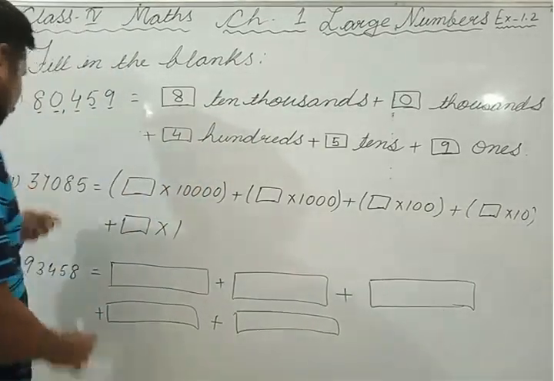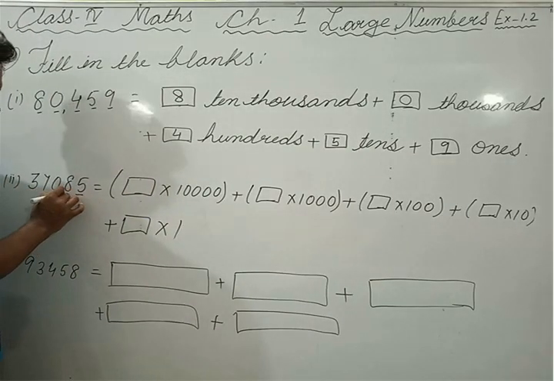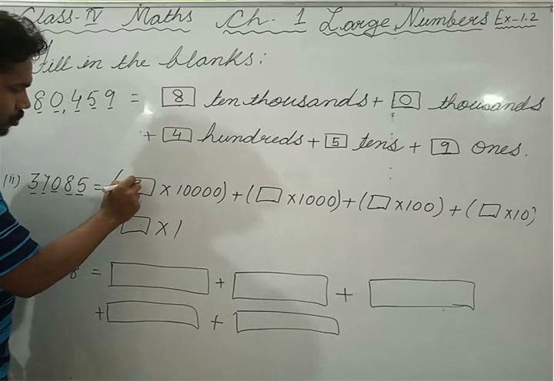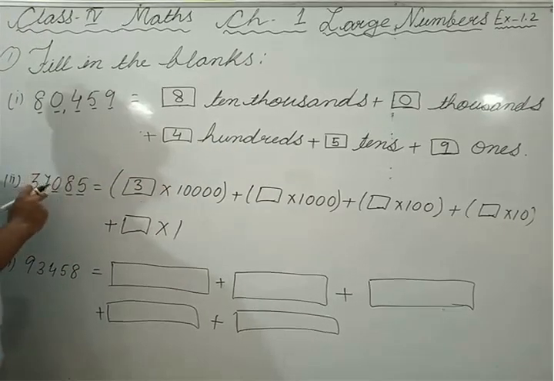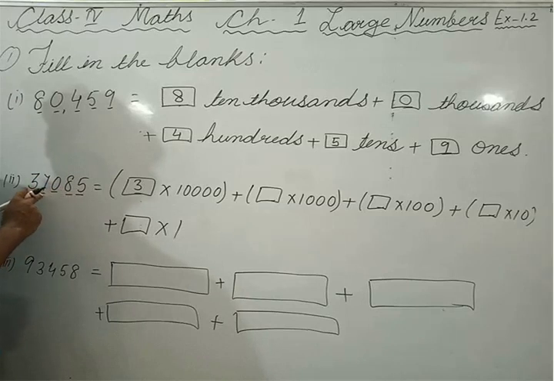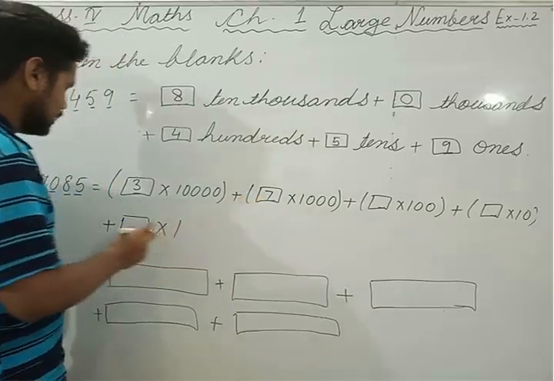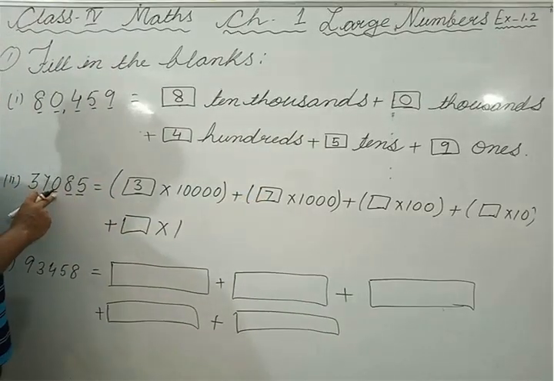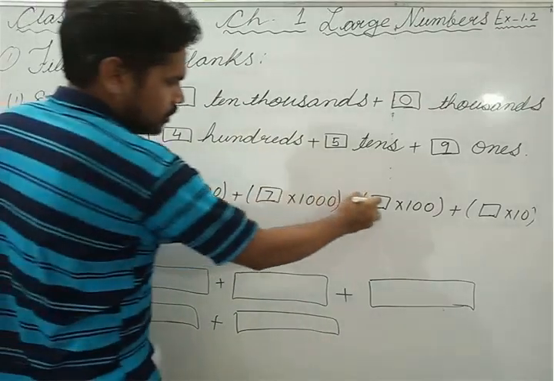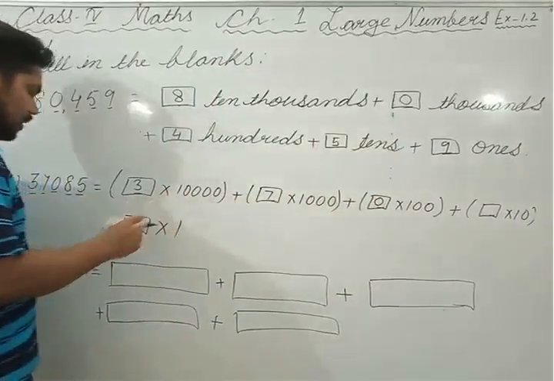Okay, so in this number you can also see ones, tens, hundreds, thousands, 10,000s. In the 10,000s place we have 3. So 3 into 10,000. Then 7 is in the thousands place, so 7 into thousands. Then in the hundreds place we have 0, so it will be 0 into 100. 0 into 100 means 0.